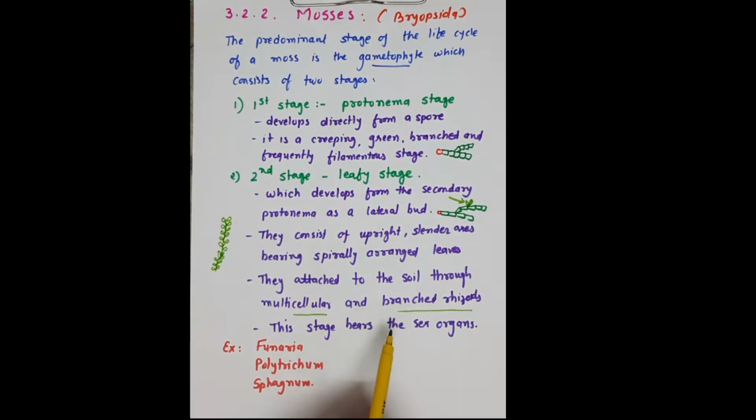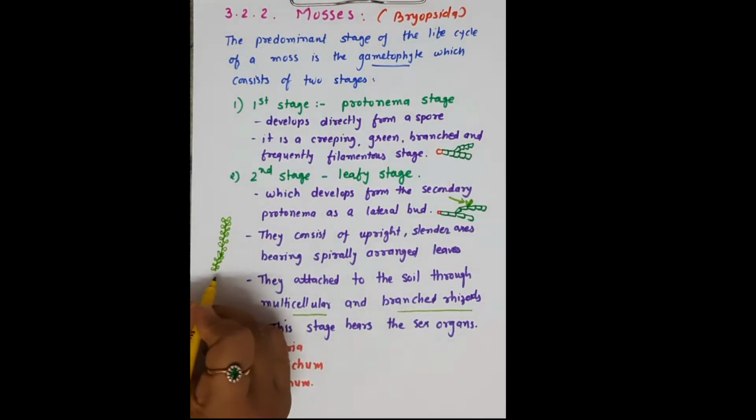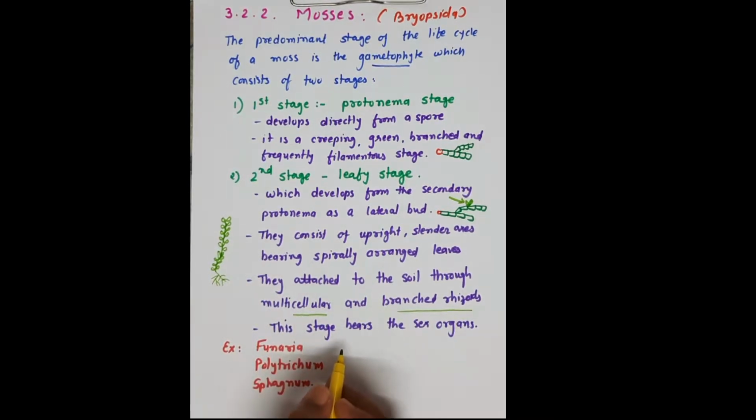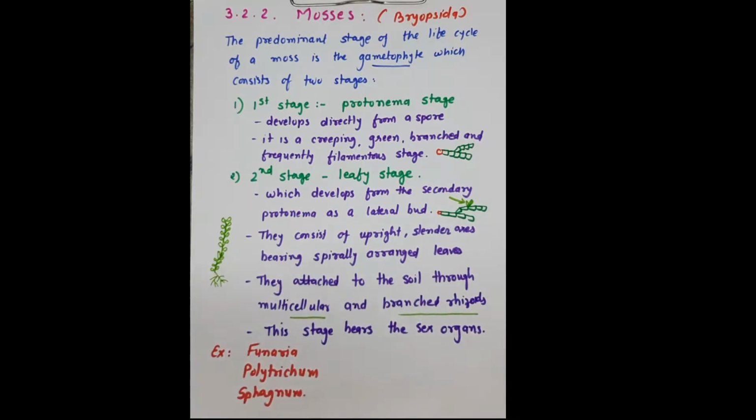The rhizoids here are multicellular, because we saw that in liverworts they were unicellular and unbranched, right, and here they are multicellular and branched. So this is most important. Remember, in mosses the rhizoids are multicellular and branched, while in liverworts they are unicellular and unbranched. Examples are Funaria, Polytrichum and Sphagnum. Sphagnum is very useful as a peat fuel.